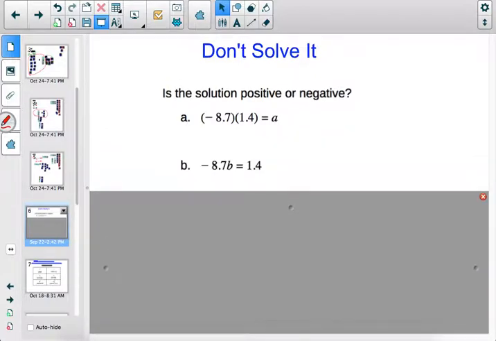Alright, try this one. Is B going to be positive or negative to make this equation true? Don't solve it, just tell me, is it positive or negative? Well, it's easy. It's one answer or the other.